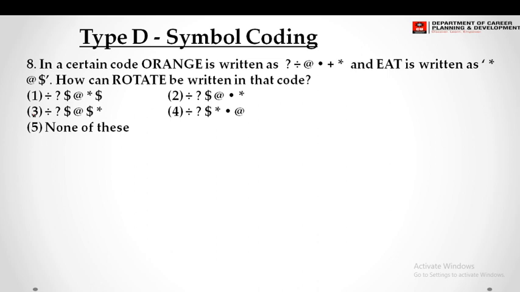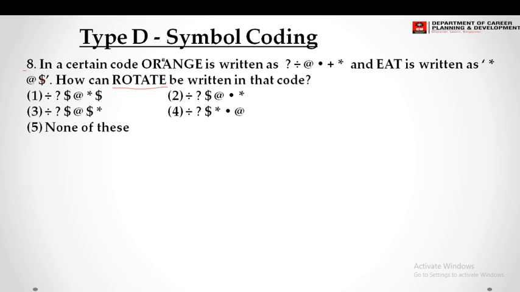So now this is the last type, that is symbol coding. In symbol coding, the question is that "orange" is written as a particular symbol. So O is written as a question mark, R is the symbol of division, then A is the symbol of at the rate. So any particular symbol is written. You have to find the symbol code of "rotate".